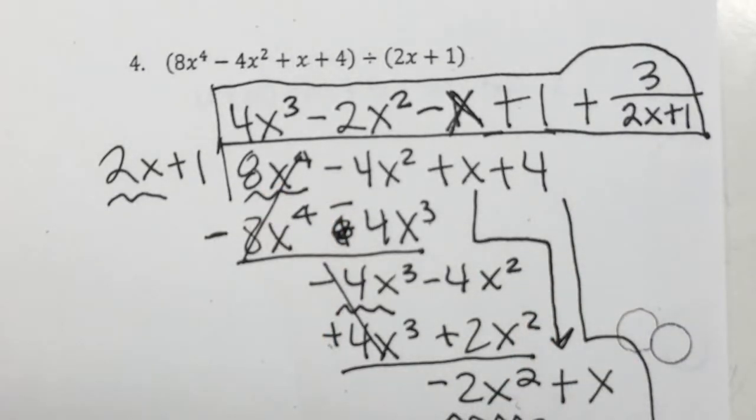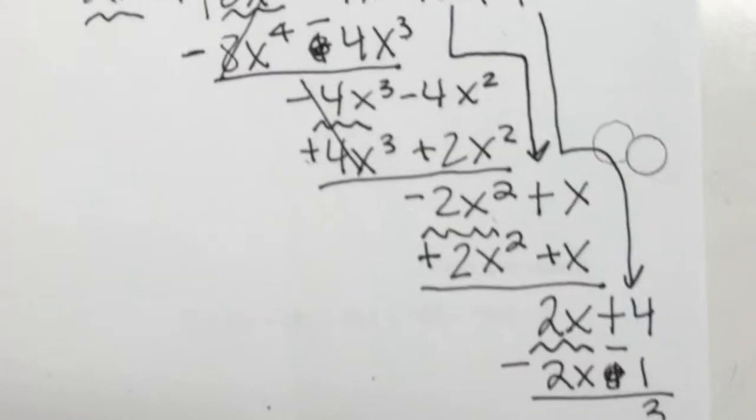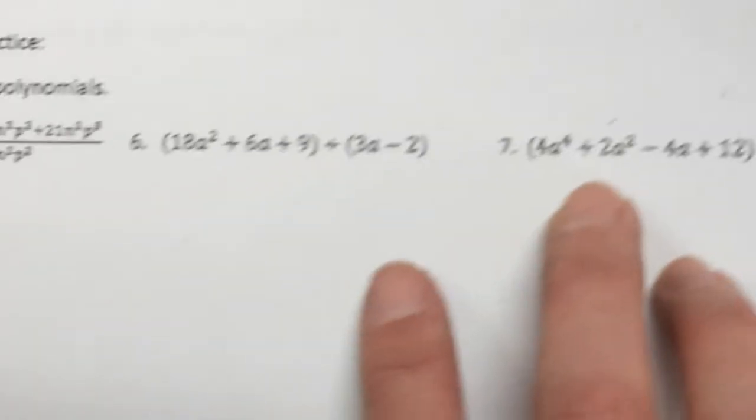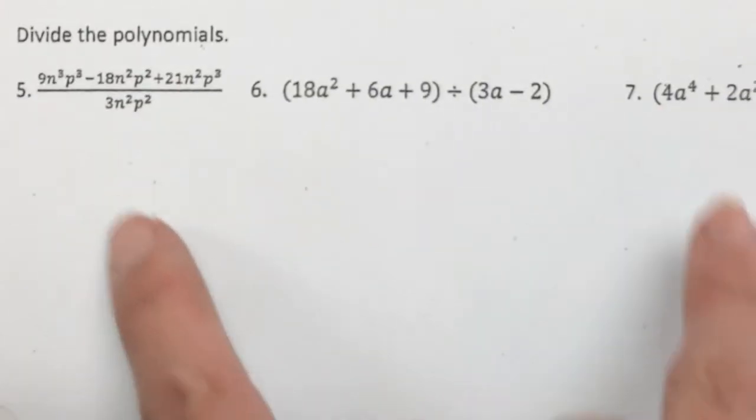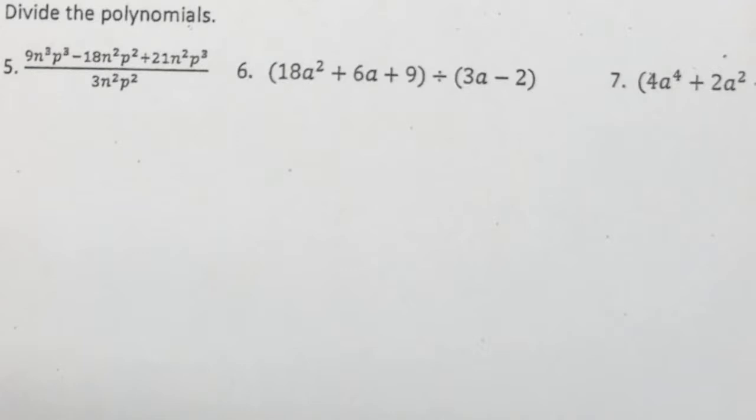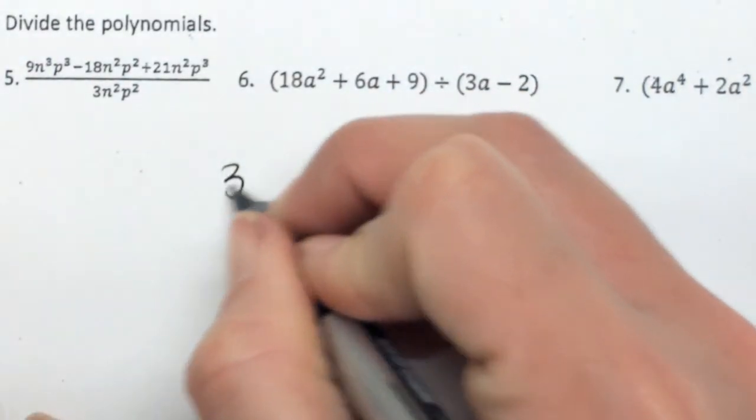Questions? Do y'all feel like we need to do one more long division problem together, or y'all good on your own? Just one more together? Okay. Pick 6 or 7. 6. 6, okay. Questions about this one before we move on? Alright, let's start with 6 then, and then you'll do 5 and 7 on your own. Alright, 3a minus 2 is what we put on the outside.